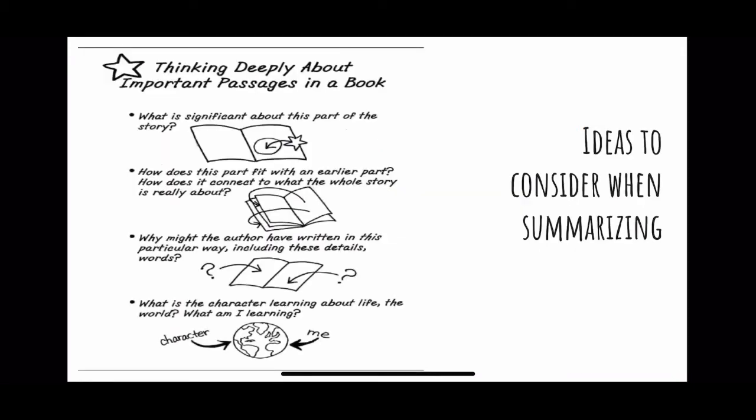So some ideas I like to consider when I'm summarizing is, as I'm going back and rereading, I'm thinking deeply about the important parts of the book. So when I'm going back to a story, I might be thinking, what's so important about this story? Should this be included in my summary? And if I'm like, yeah, this should be included in my summary, I'll start thinking about, okay, what did the character do? What did the character learn? Where is it taking place? I just start considering all these different ideas.